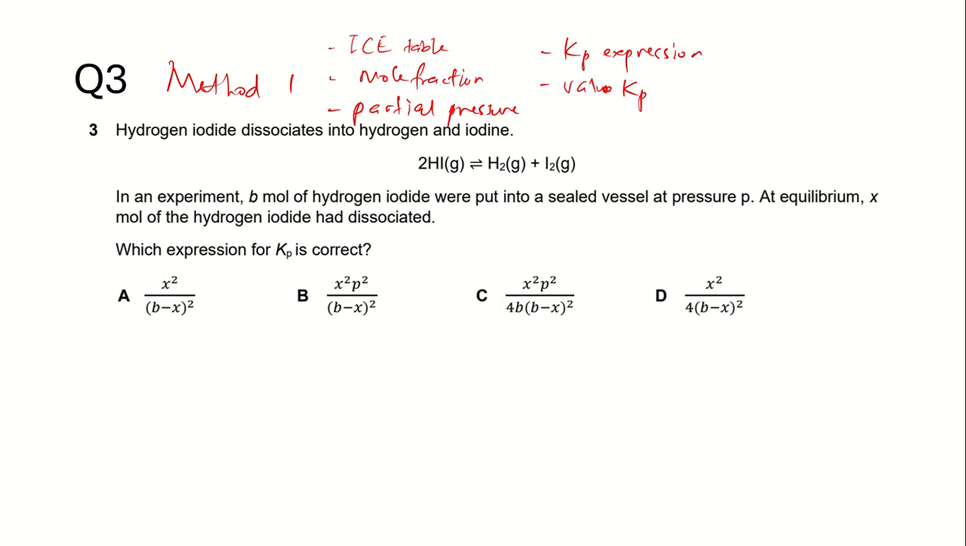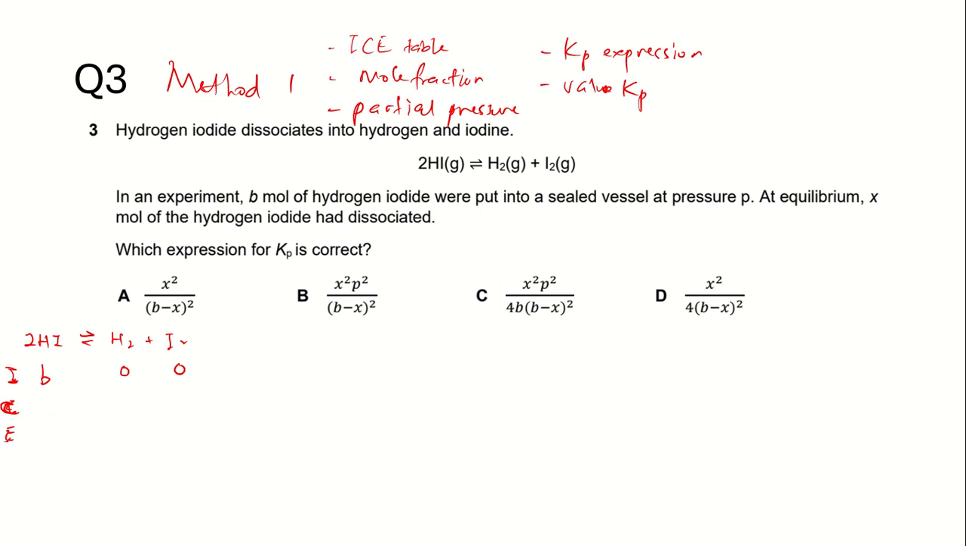Okay, now let's look at the ICE table. So I'm going to build the ICE table here, left hand side. 2HI forming H2 and I2. Okay, ICE. I'm going to use number of moles because we are given number of moles in the question. First, we start with B number of moles of HI. At the very beginning, there wasn't any product, so 0 H2, 0 I2. I for initial, C for change in number of moles.